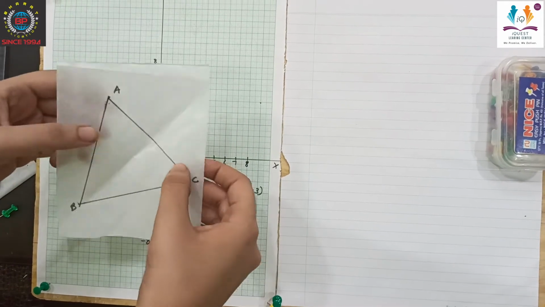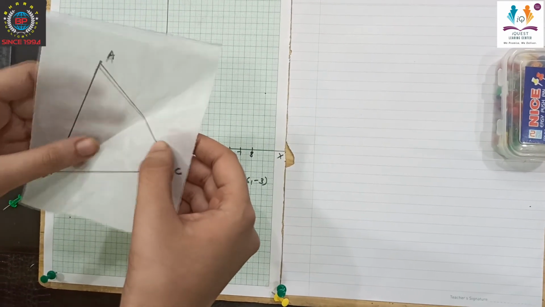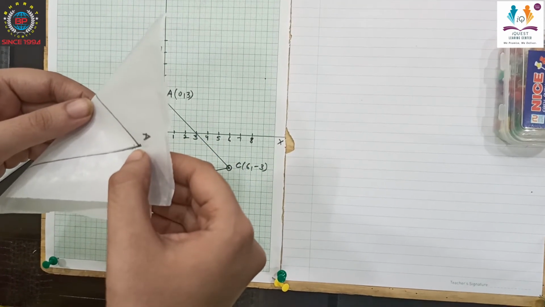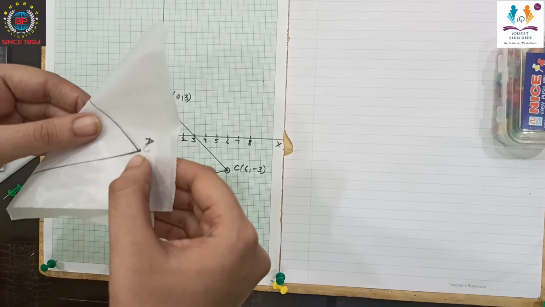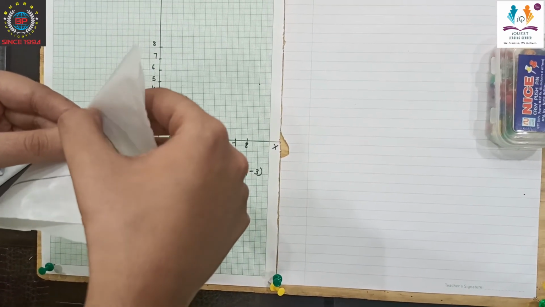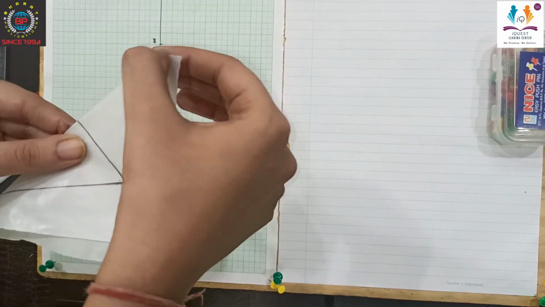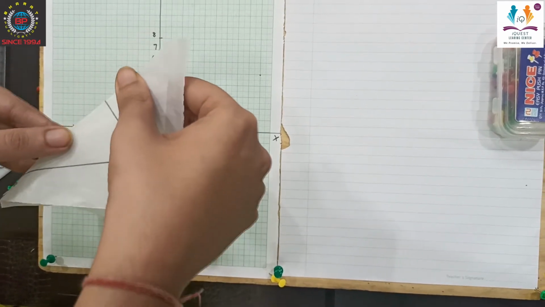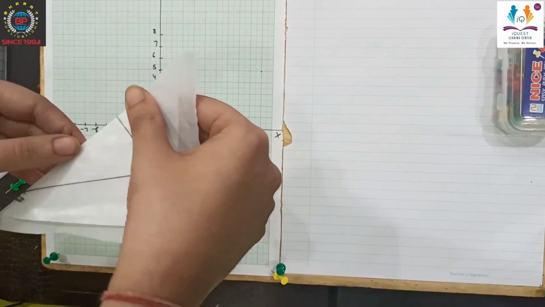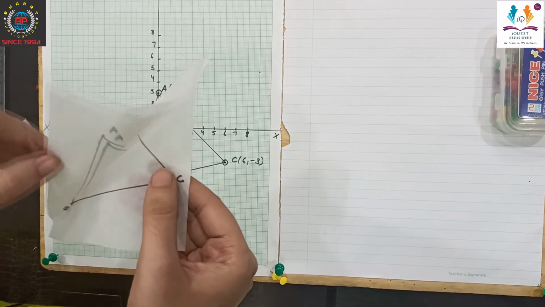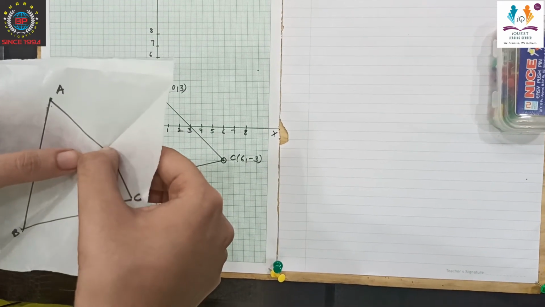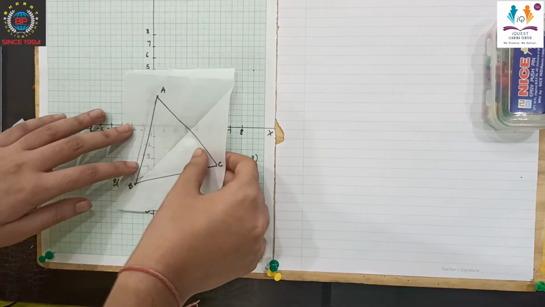So now I am going to fold this tracing paper such that A coincides with C. We will press it gently to find the midpoint, and when we open it, we are going to find the midpoint. So now this is the midpoint of line AC, that is R. Let us suppose R.